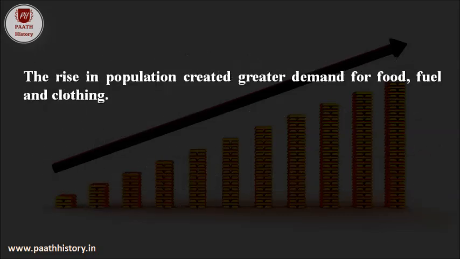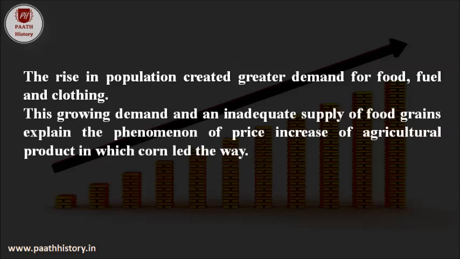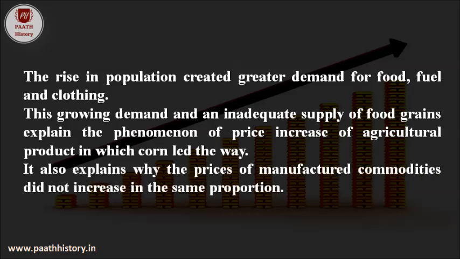The rise in population created greater demand for food, fuel, and clothing. This growing demand and an inadequate supply of food grains explain the phenomenon of price increase of agricultural product, in which corn led the way. It also explains why the prices of manufactured commodities did not increase in the same proportion.